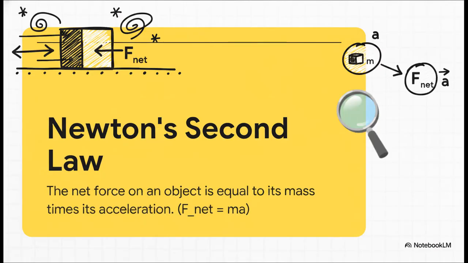Because the block is moving, we know the forces are no longer balanced. There has to be a net force. And according to the absolute star of dynamics, Newton's second law, that net force is what causes the block to accelerate. F net equals ma. This is the key to everything that happens next.